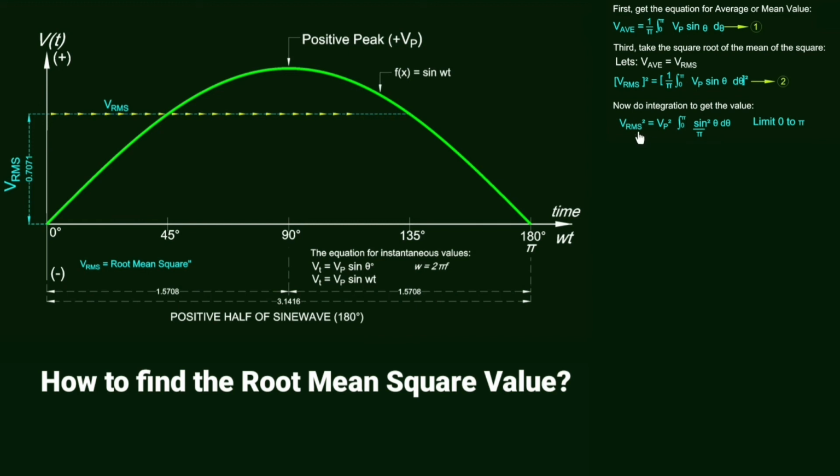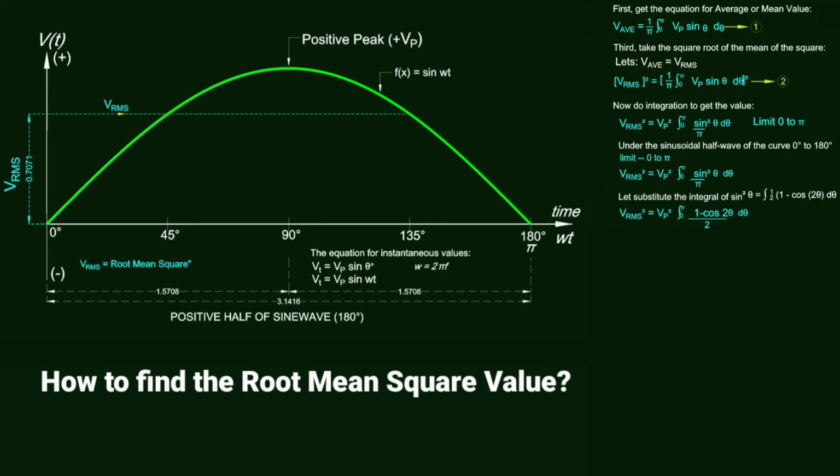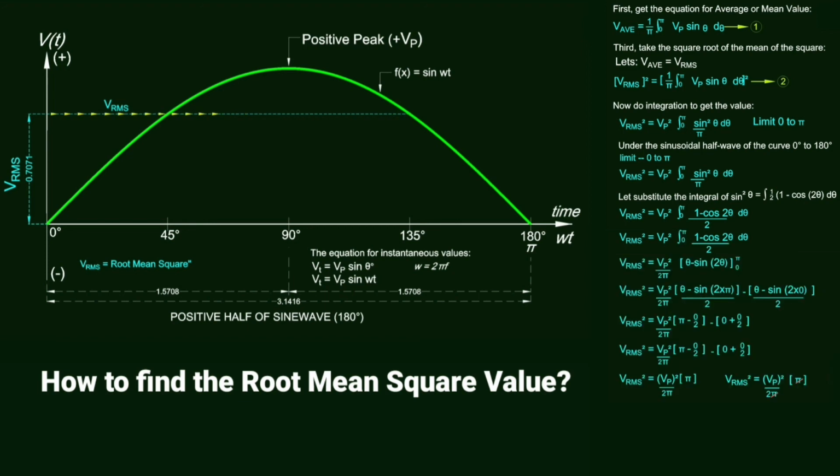VRMS squared is equal to peak voltage squared times the integral of the sine squared function divided by pi, under the sinusoidal half-wave from 0 to pi radian. Let's substitute the identity: sine squared theta is equal to 1 minus cosine 2 theta, divided by 2, integrated d theta. The following is the solution for the integral method, and understand carefully.